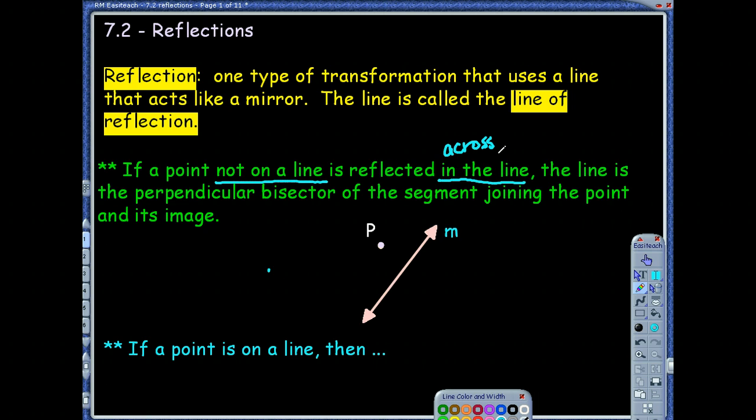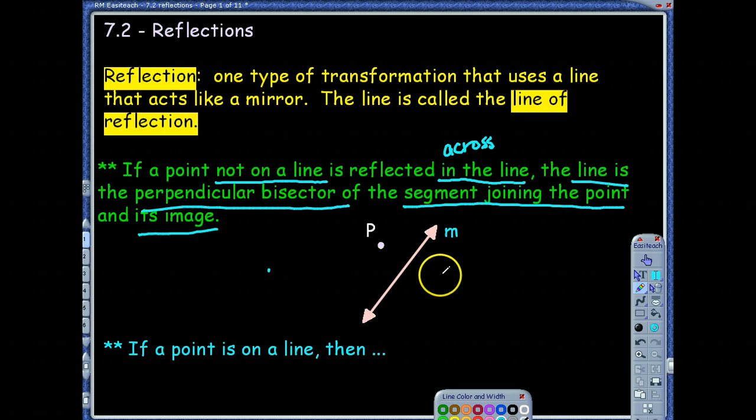So if a point that is not on a line is reflected across a line, then the line is going to be the perpendicular bisector of the segment that joins the point and its image. Now, what we mean by that is if we draw this reflection, so point P is reflected across this line. Think about it as if you're taking a piece of paper and folding it in half right on that line.